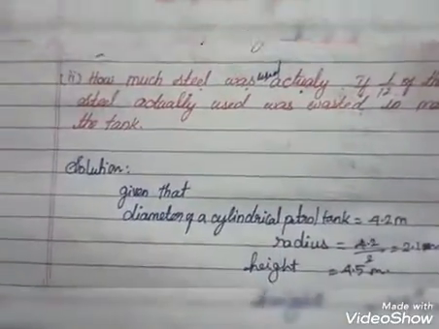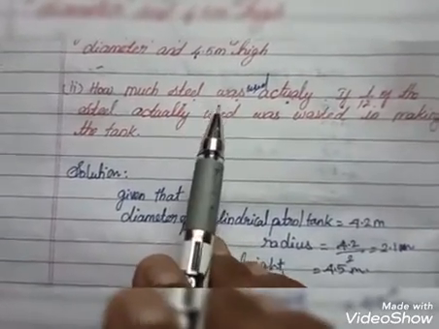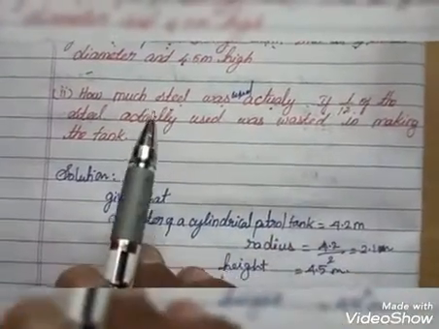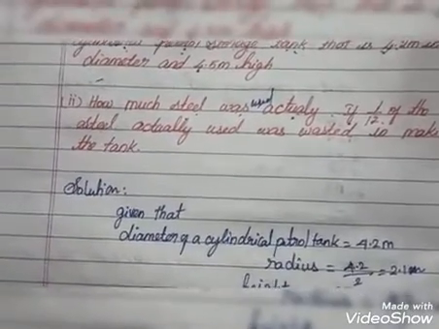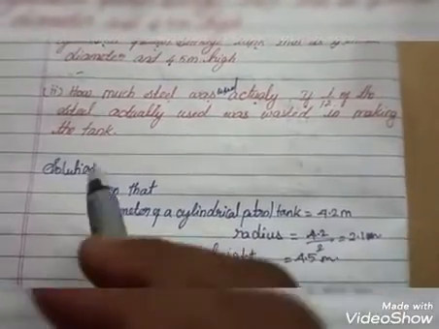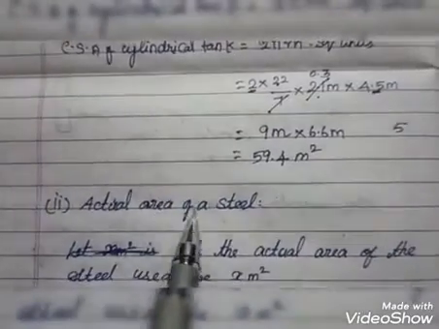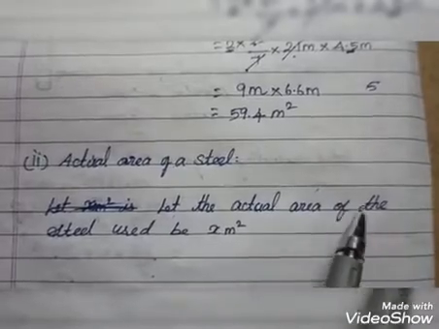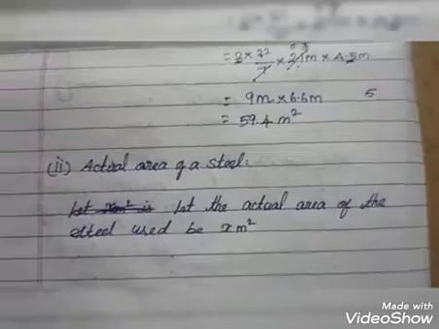Next, what we need to find? Next question, we need to find out the total steel was used actually to make the tank. If 1/12 of the steel was wasted, therefore you need to find out how much steel used while making the tank. So next we need to find the actual area of a steel. So let the actual area of the steel used be x meter square. So how much wasted?